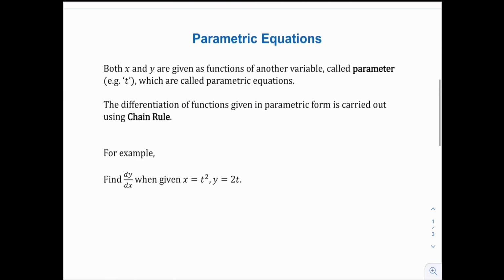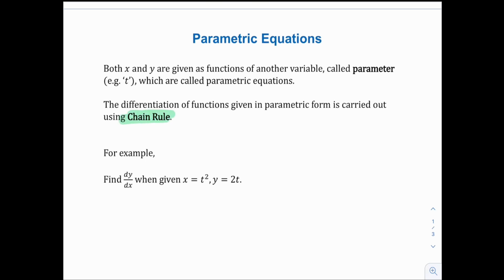So what are parametric equations? A parametric equation is an equation where both x and y are given as functions of another variable. We call it a parameter. For example, it can be a parameter t, or another parameter like theta. When x and y are expressed in terms of another variable, we call them parametric equations. The differentiation of this kind of function is carried out by using the chain rule.